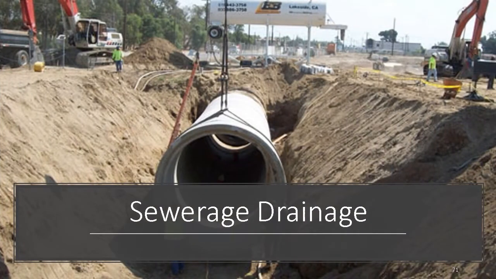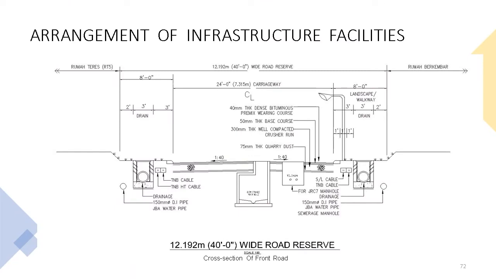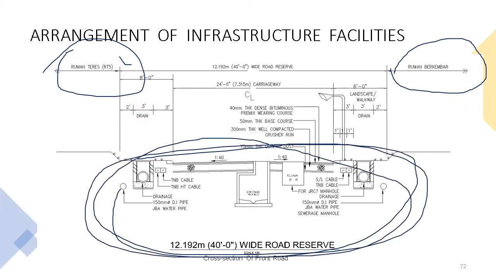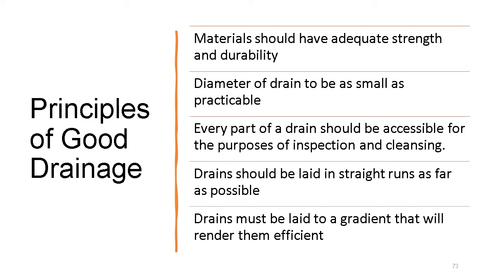Next is sewerage drainage. This is the typical arrangement of infrastructure facilities. As you can see, ni ada rumah berkembar daripada sebelah sana dan rumah teras. So basically the drainage akan duduk bawah jalan, manhole semua dekat bawah. Principles of good drainage. Material should have adequate strength and durability. The diameter of drain to be as small as practicable. Maksudnya bersesuaian lah. Drain ni tak boleh terlampau kecil. Every part of drain should be accessible for the purpose of inspection and cleansing untuk purpose of maintenance.